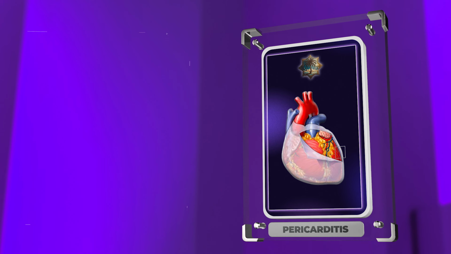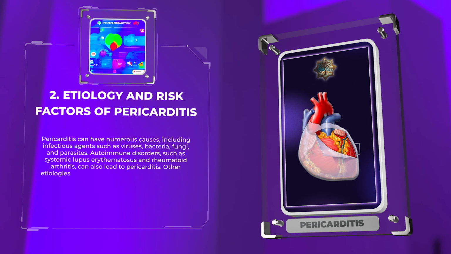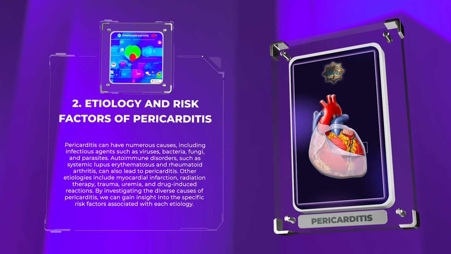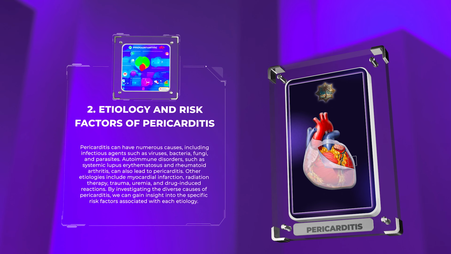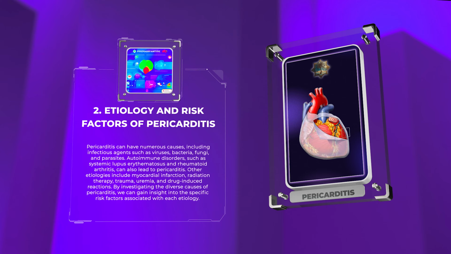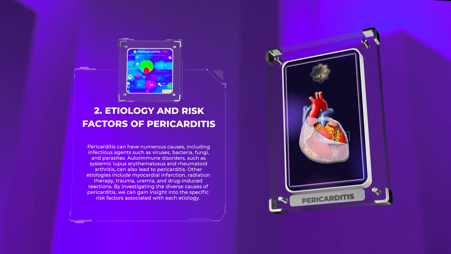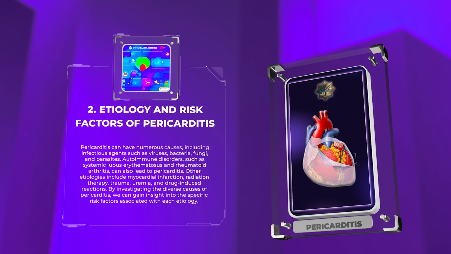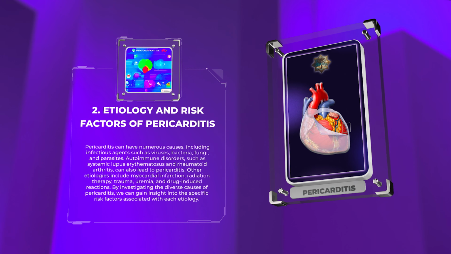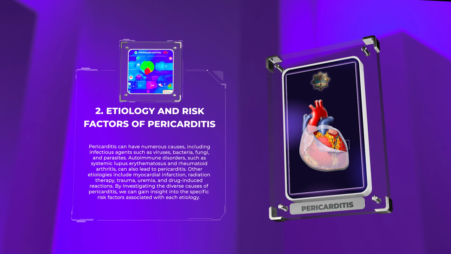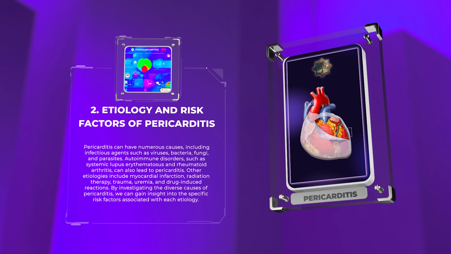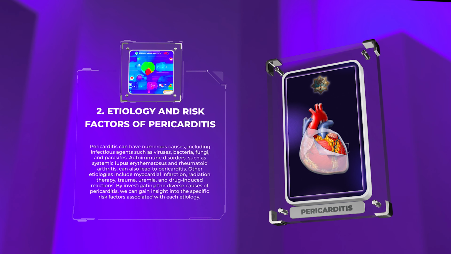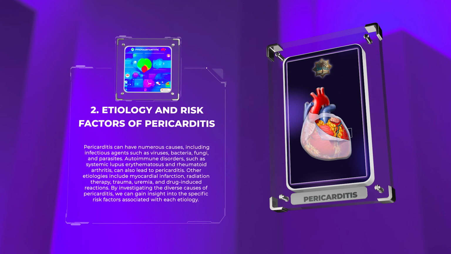Pericarditis can have numerous causes, including infectious agents such as viruses, bacteria, fungi, and parasites. Autoimmune disorders, such as systemic lupus erythematosus and rheumatoid arthritis, can also lead to pericarditis. Other etiologies include myocardial infarction, radiation therapy, trauma, uremia, and drug-induced reactions. By investigating the diverse causes of pericarditis, we can gain insight into the specific risk factors associated with each etiology.